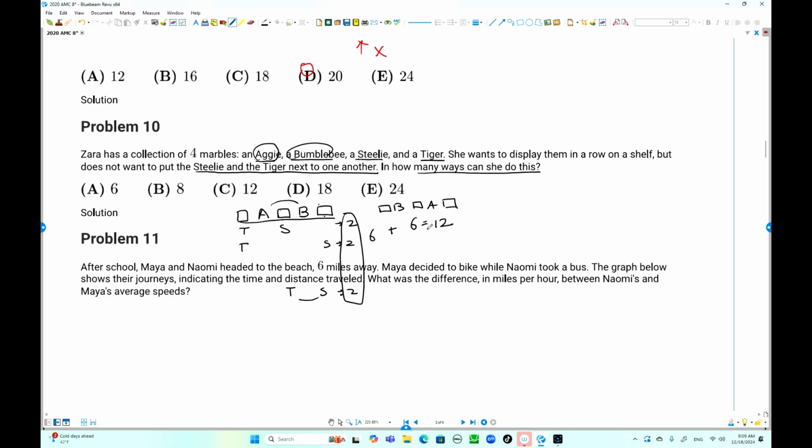Or you can use a combination. We have 3 seats over here, choose 2 seats. 3 combination 2 is what? 3, isn't it? We can count 1, 2, 3. Each case is what? 2 different arrangements, right? Because they can switch each other. TS or ST. So times 2, that is 6. And also inside AB, they can switch each other too, right? Another 6. Total is 12. Okay, number 11.